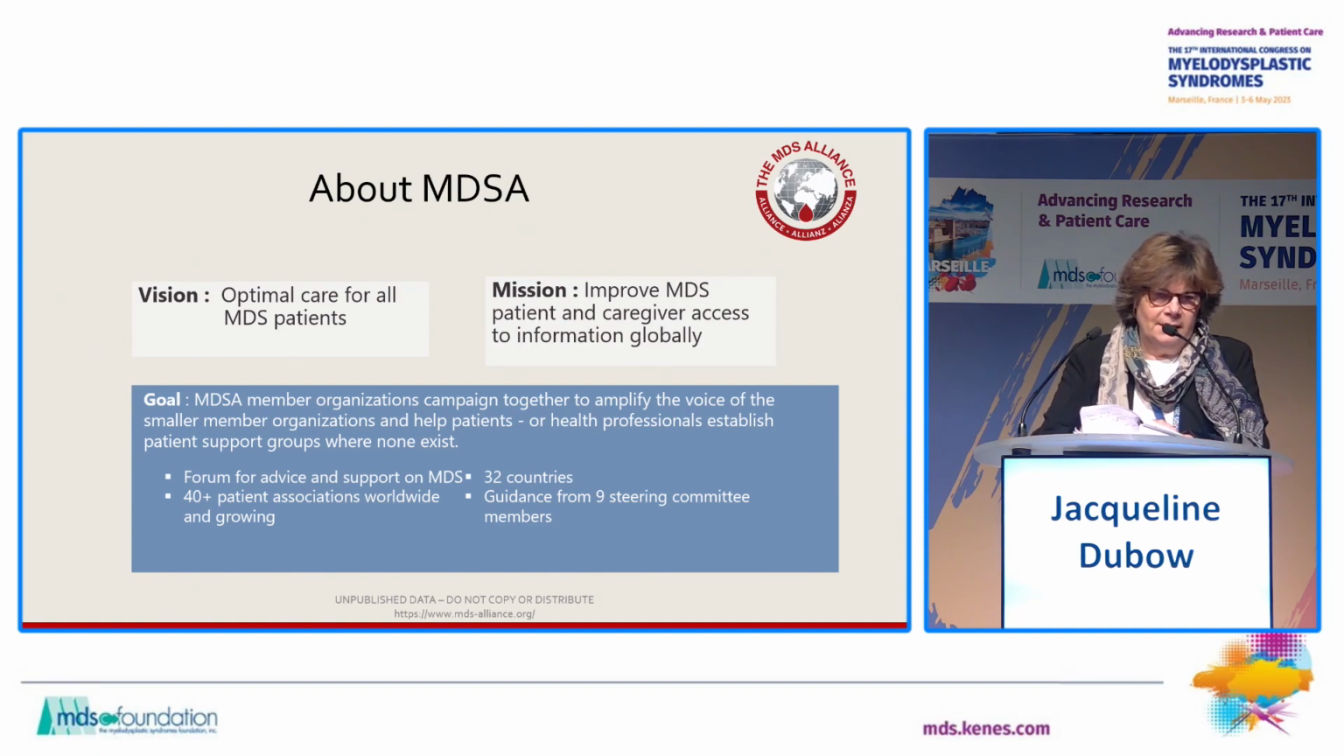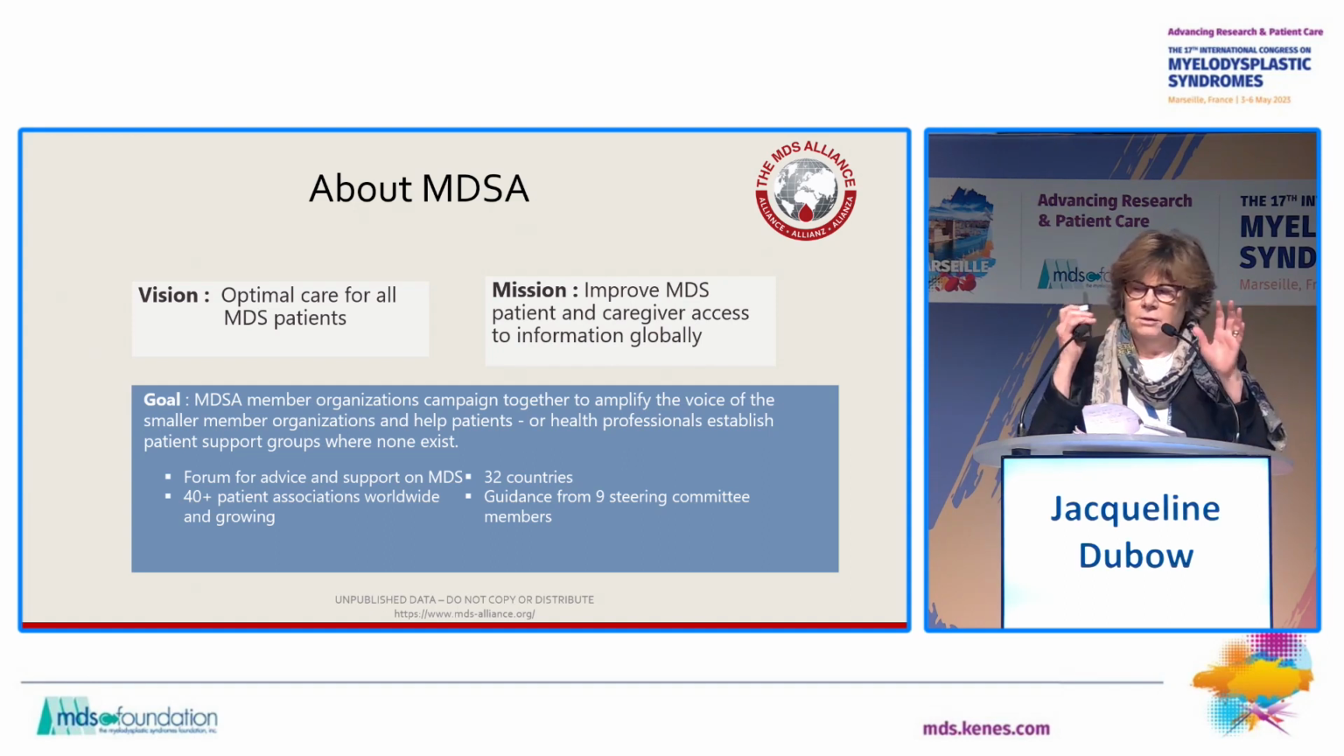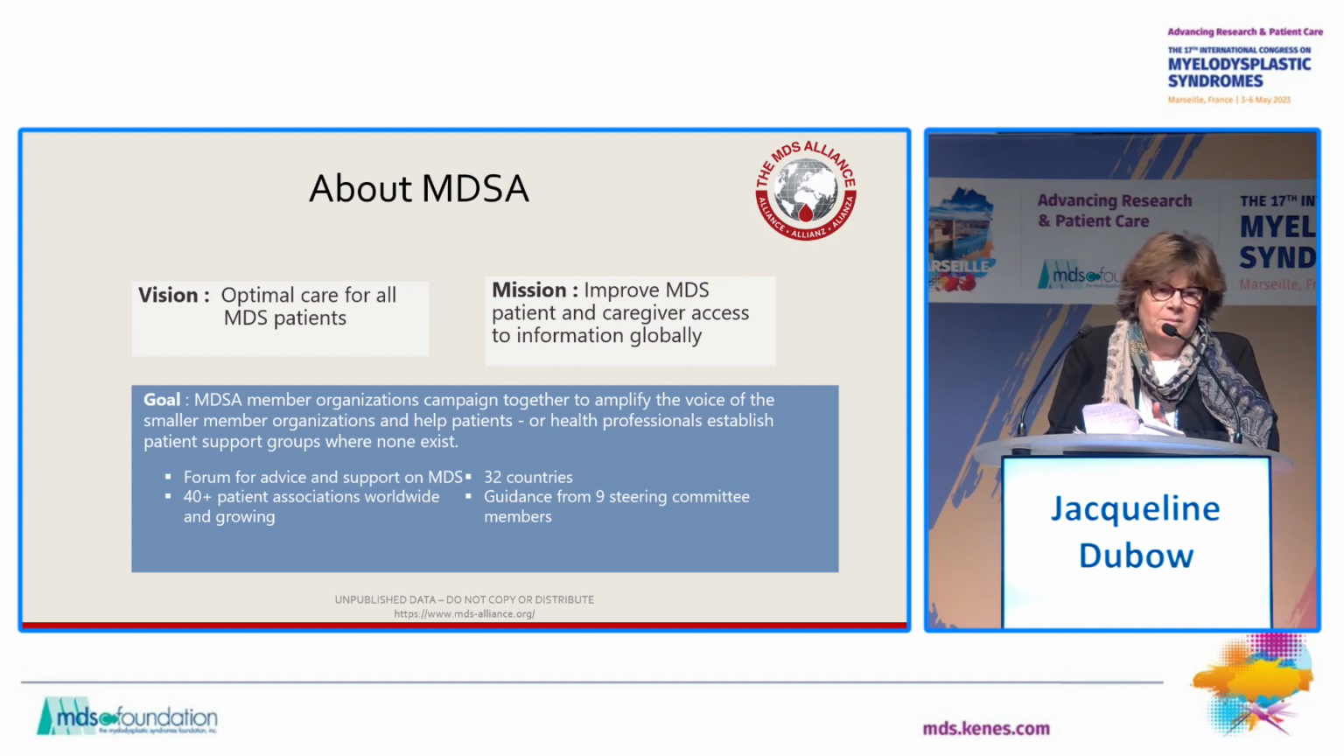The MDS Alliance is a network of about 40 associations within 30 countries. And those associations are either specifically MDS, or MDS is incorporated within a larger group of diseases. So what are we looking for? We are just looking for the optimal care for all MDS patients. That's the goal we have.